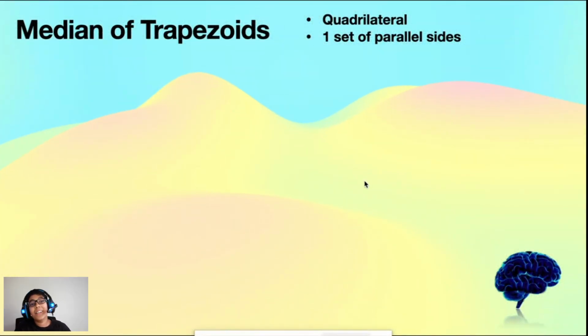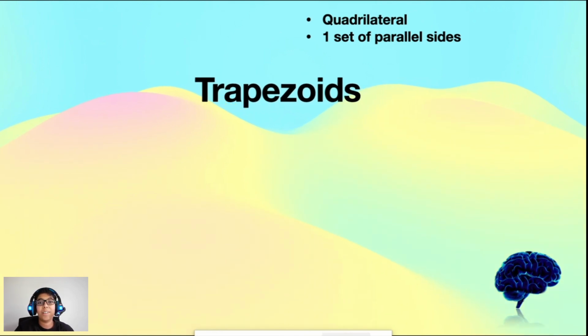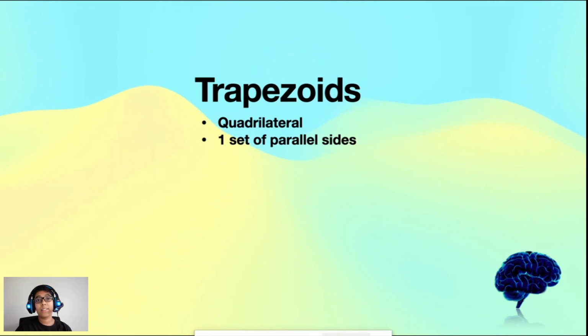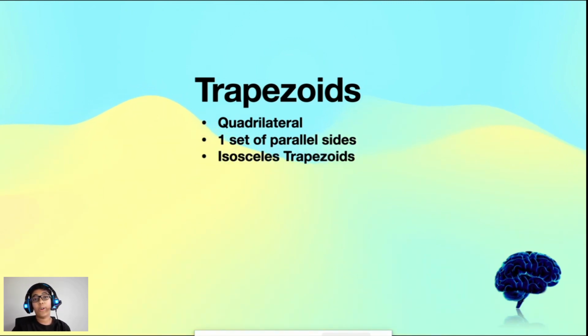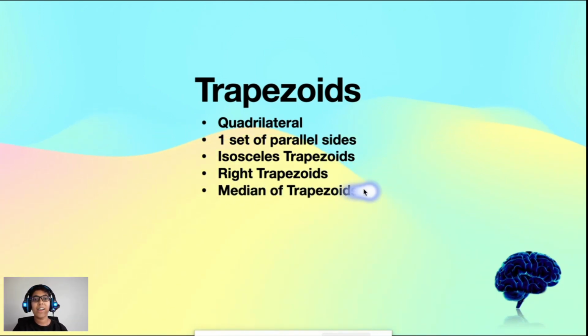Wow, that was satisfying. Okay, so what did we learn about trapezoids today? Well, we learned that they're quadrilaterals that have one set of parallel sides. We also learned about isosceles trapezoids and right trapezoids, and also, finally, last but not least, the median of trapezoids.